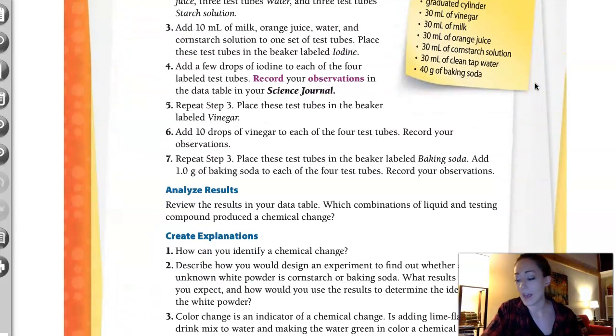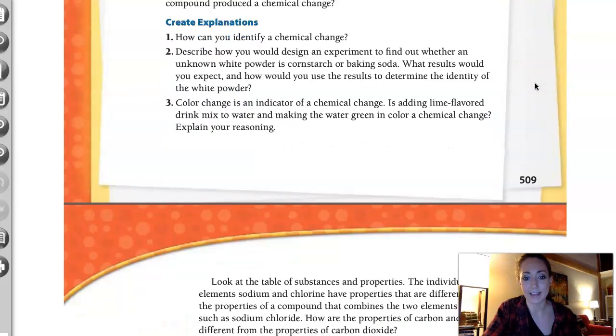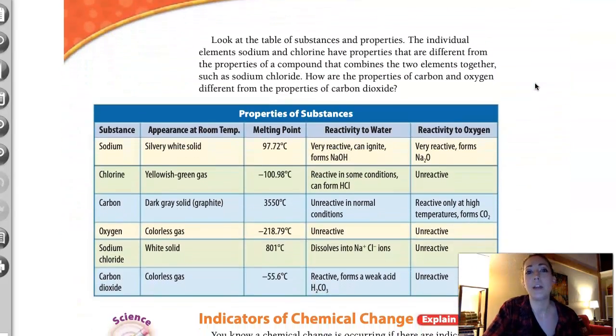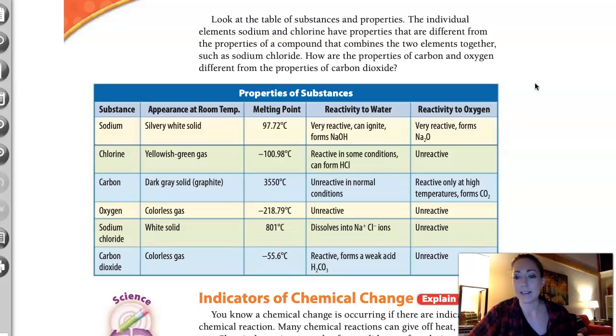Right, this is our lab for tomorrow. Get excited. So, look at the table of substances and properties. These individual elements, sodium and chlorine, have properties that are different from the properties of a compound that combines the two elements together, such as sodium chloride.